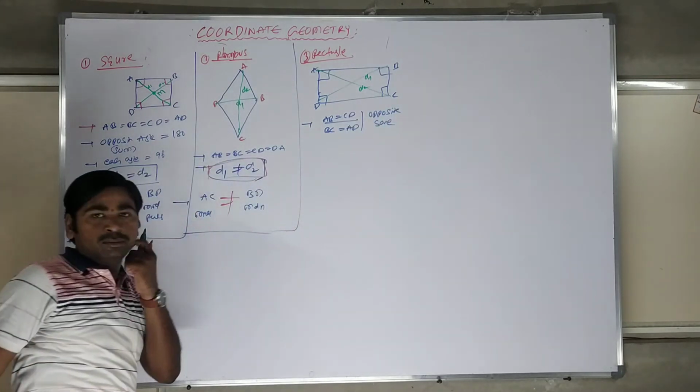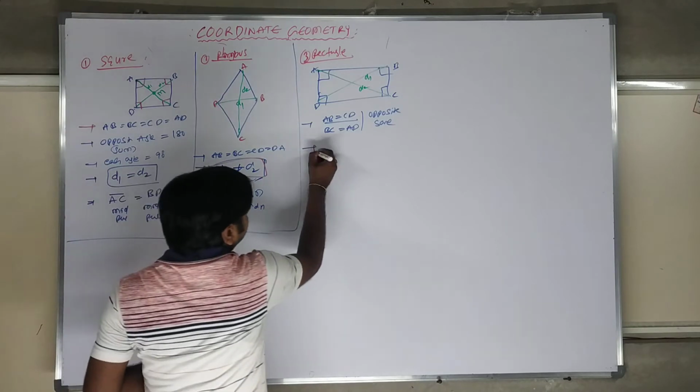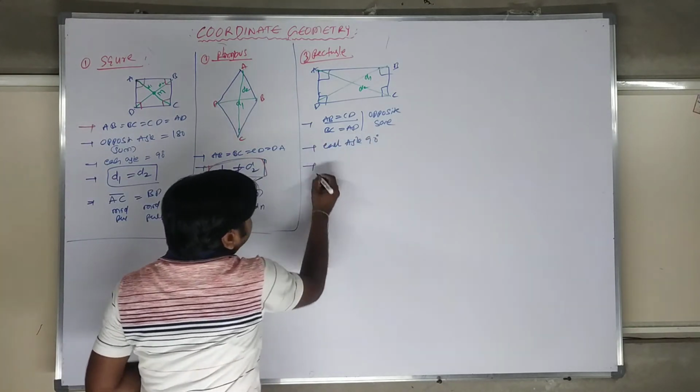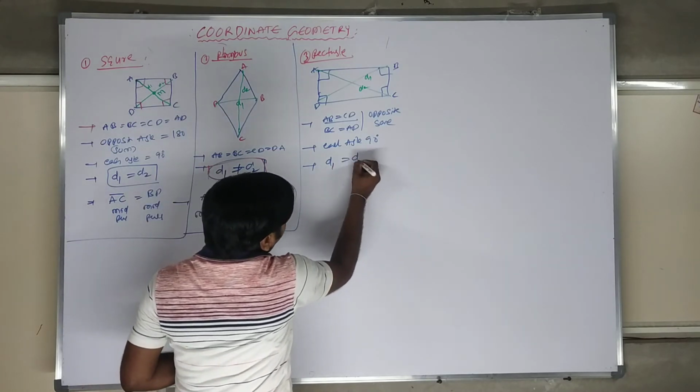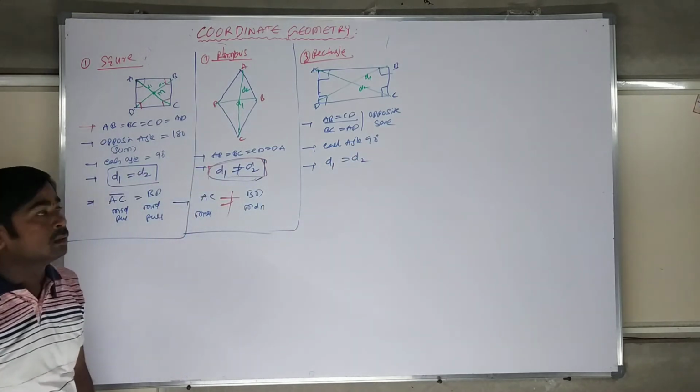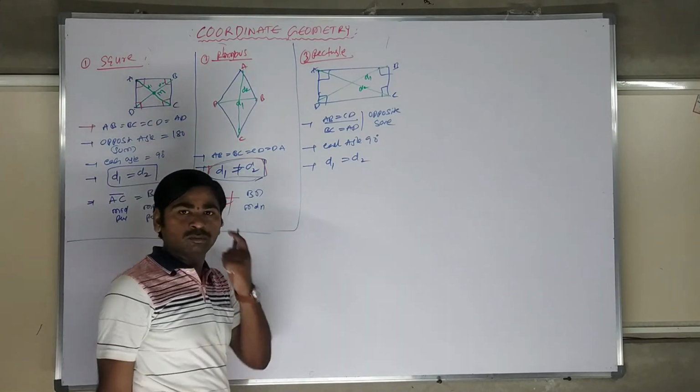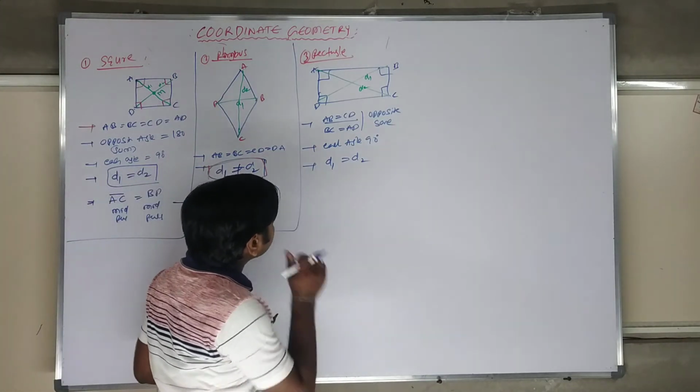Opposite sides are the same distances. Next, each angle is 90 degrees. Next, D1 is equal to D2, it's fixed. Next, the sum of opposite angles is 180. That is also the same. Sum of opposites is 180. That is a very simple diagonal.